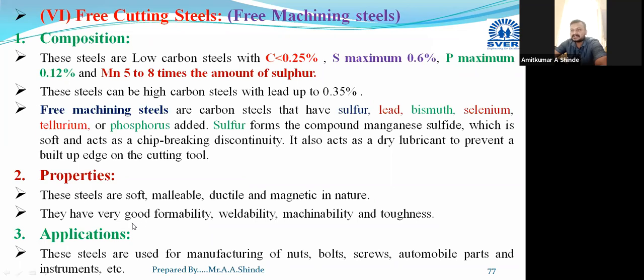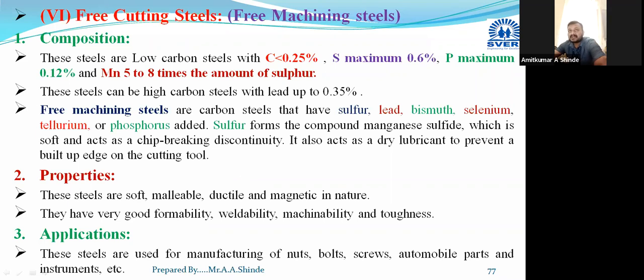Now, related to the properties, we have already discussed the composition and we are using low carbon steels here. As it is a low carbon steel with very little carbon, 0.25%, it possesses all the properties of low carbon steels. That is, these steels are very soft, malleable and ductile in nature, and additionally they are magnetic also. As they are soft, malleable and ductile, they have very good formability, weldability and machinability along with very good toughness. So these properties are very similar to low carbon steel.